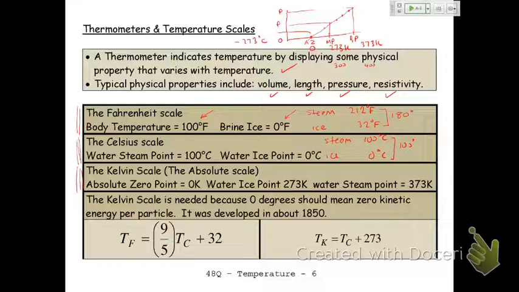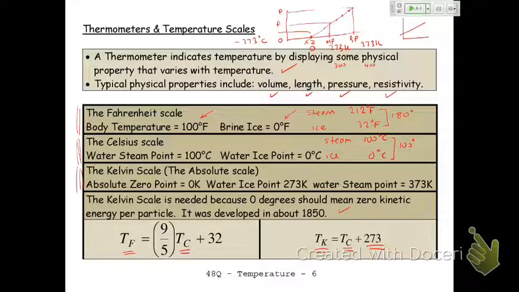The Kelvin scale is needed because 0 degrees would mean 0 kinetic energy per particle. It was developed in about the 1850s. If you want to go from Kelvin to degrees C, Kelvin equals degrees C plus 273. And if you want to get degrees Fahrenheit from degrees C, you have this equation. I don't learn equations I don't need. I basically look here and I do this.